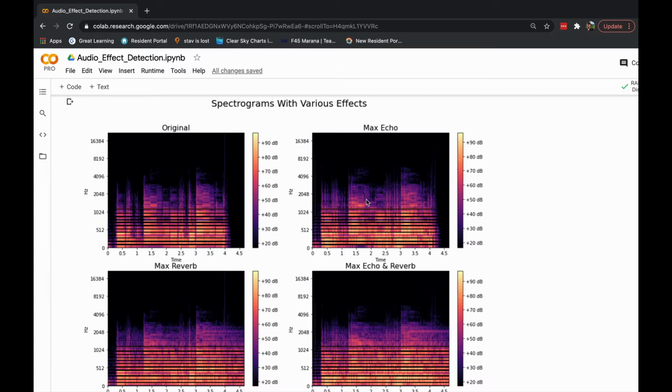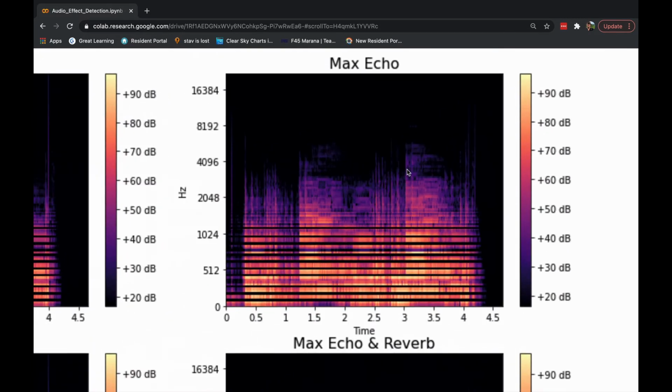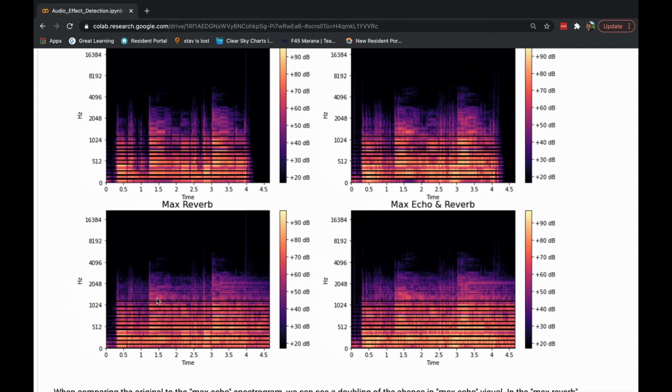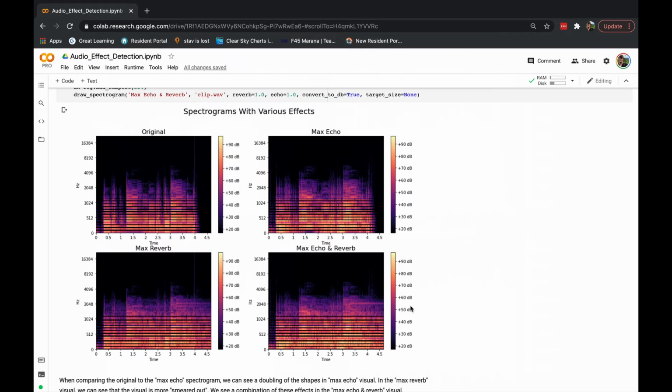In these visualizations, we see the spectrogram of the original clip compared to those with max echo and/or reverb. In the case of max echo, we can sort of see a duplicate of the original shape shifted a bit to the right. We can look at this pair of peaks, or these two over here. In the case of max reverb, we see that the sound has been smeared out since the sound smoothly decays. In the case of max reverb and echo, we see both of these properties combined.